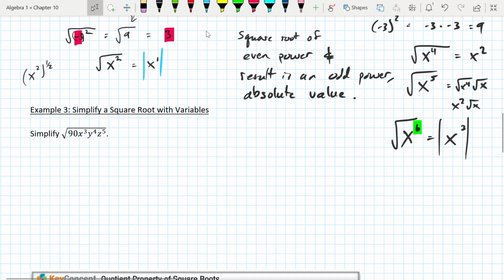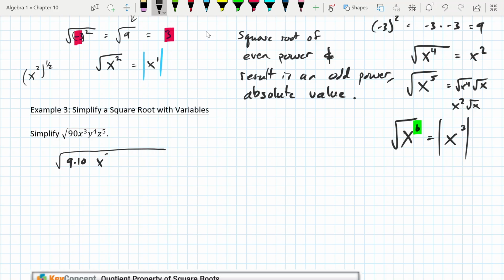All right, example 3, simplify a square root with variables. So I like to break this apart into things I can take the square root of. 90, well, what is that? That's 2 times 45. No, nothing there. Oh, 45 is 9 times 5, isn't it? Oh, wait. 90 is 9 times 10. And 9 is a perfect square. Okay, there we go.